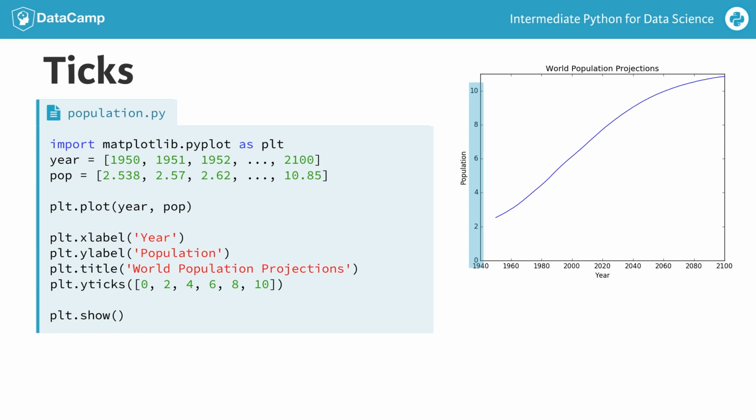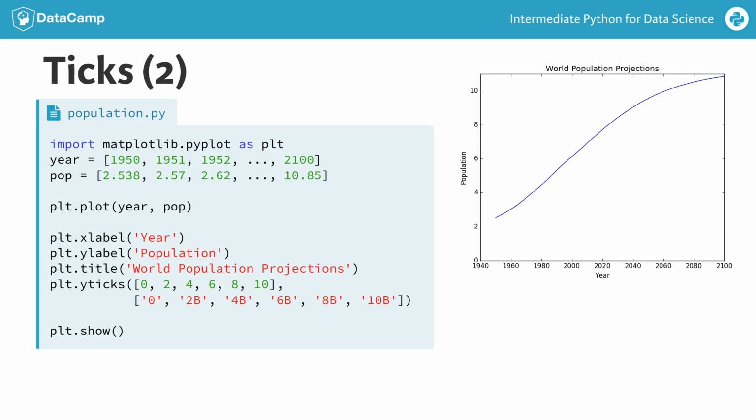Next, to make it clear we're talking about billions, we can add a second argument to the y-ticks function, which is a list with the display names of the ticks. This list should have the same length as the first list. The tick 0 gets the name 0, the tick 2 gets the name 2b, the tick 4 gets the name 4b, and so on. By the way, b stands for billions here. If we run this version of the script, the labels will change accordingly.